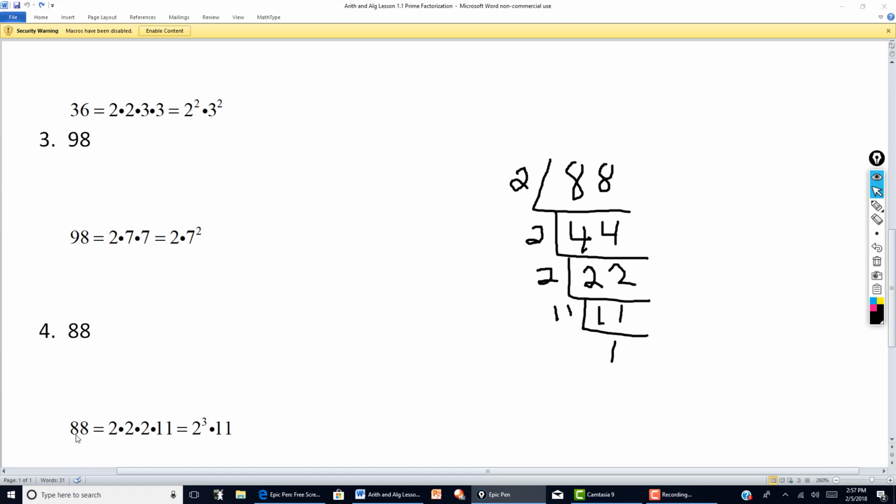So there's the factorization. 88 is 2 times 2 times 2, which is the same thing as 2 to the third. So I can write that as 2 times 2 times 2 times 11, or 2 to the third times 11. And again, if I go too fast in some of these, just pause the video and rewind.